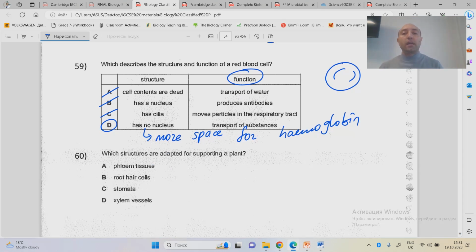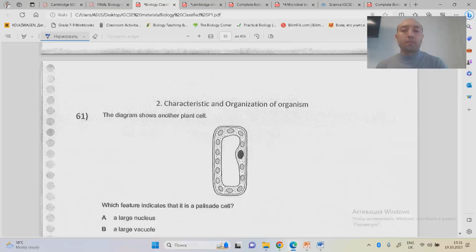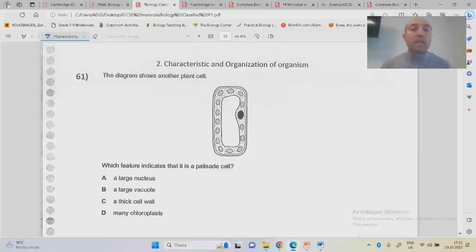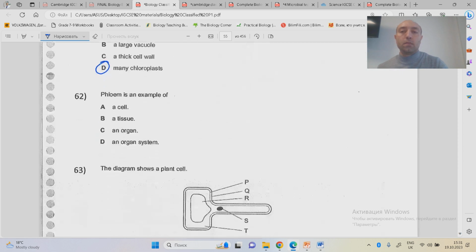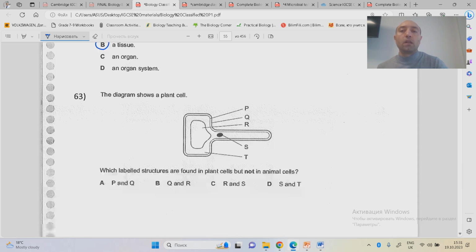Which structures are adapted for supporting a plant? Support is another function of xylem. So the answer in here is D. The diagram shows another plant cell. Which feature indicates that this is a palisade cell? Palisade cells have, as we said, many chloroplasts. Phloem is an example of tissue, as we said previously. It's a type of tissue.